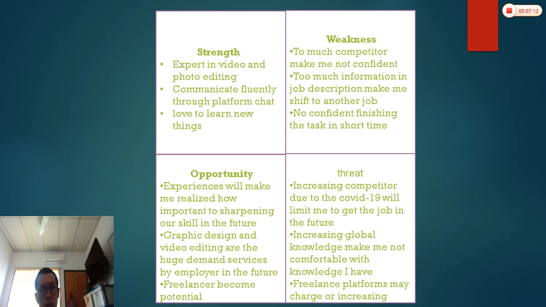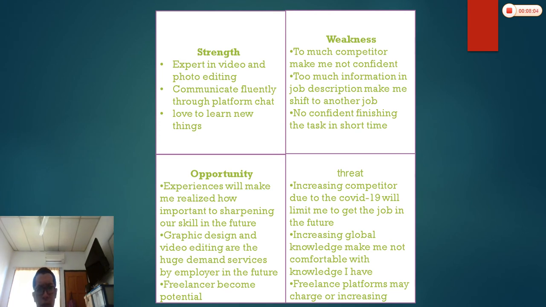Okay, the second opportunity is that graphic design and video editing are the high-demand services by employers in the future. I can see, especially on freelancer platforms, that most of the time the employer will be seeking graphic design or video editing services. Graphic design such as logo design, t-shirt design, photo editing, anything related to graphic design is becoming a hot demand in the future. I can see that the hot job demand in the future is the graphic design and video editing related field.